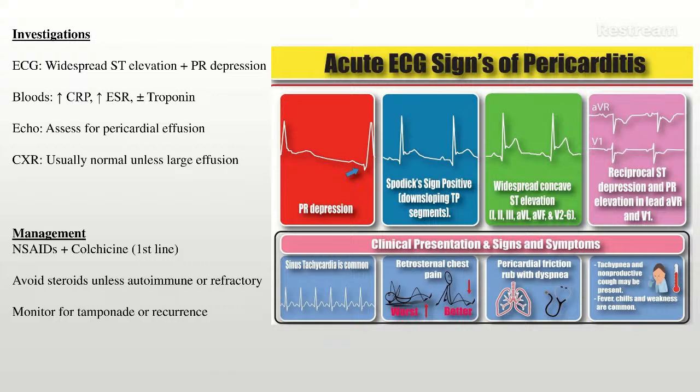Okay. Again, management is usually quite conservative unless the patient is really unwell. So you just give some NSAID, some ibuprofen, and some colchicine first line. You'd avoid steroids most of the time, unless the cause you think is autoimmune or it's recurring pericarditis. Okay. Again, you'd probably want to book this patient some follow up to monitor for any tamponade or any recurrence as well.